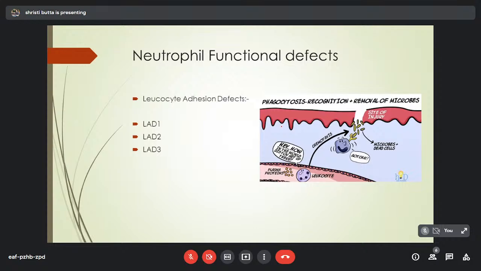Now coming to the neutrophil function defects. Neutrophil function defects, that is the leukocyte adhesion defects, can result in neutrophilias as well. The reason behind it is that it again causes a shift of the neutrophils from the marginating pool into the circulating pool. Now, these can be type 1, type 2, or type 3. Let's go into it one by one.